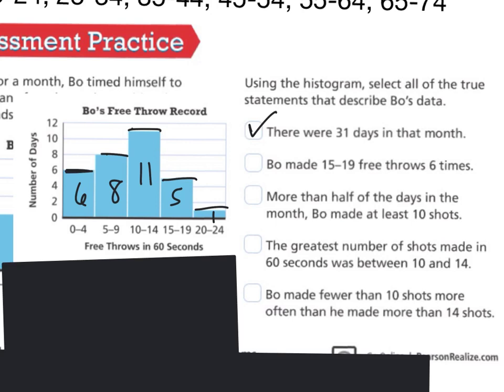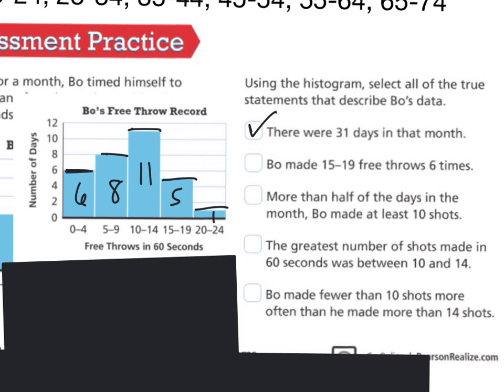So the next statement is whether Bo made 15 to 19 free throws 6 times. And if you look at that bar, 15 to 19 he made 5 times, not 6. So that doesn't work.